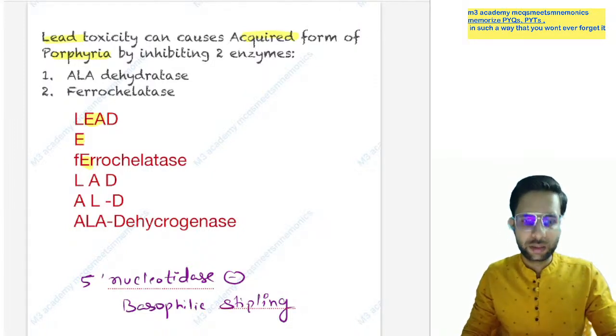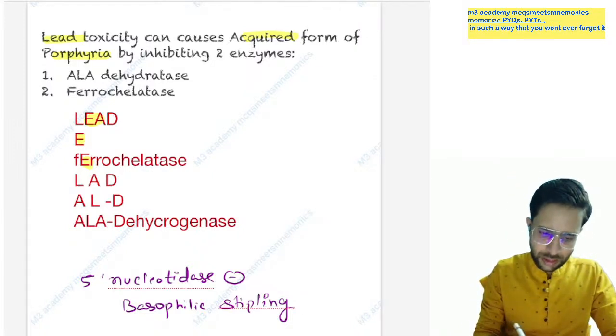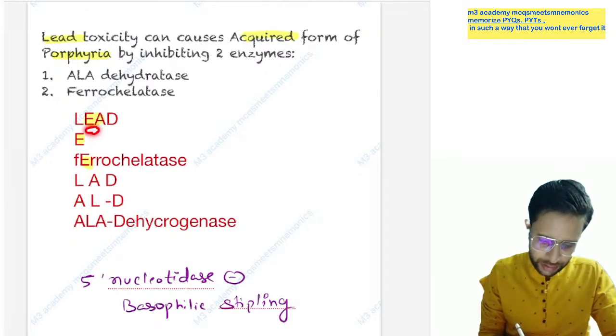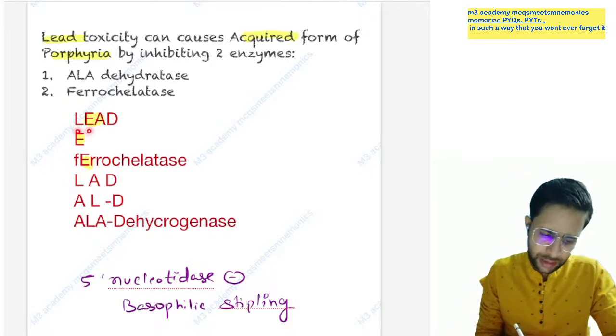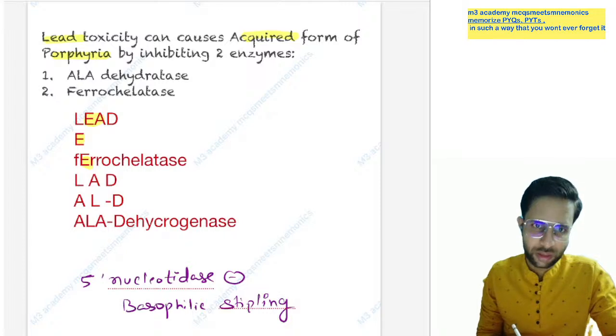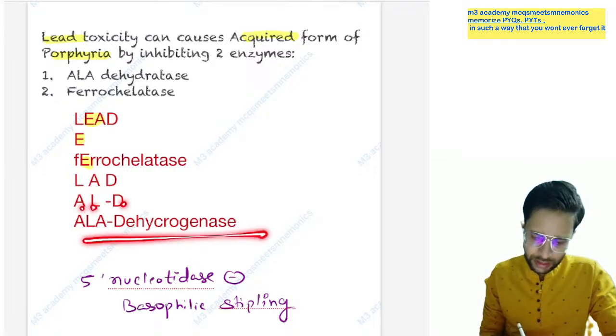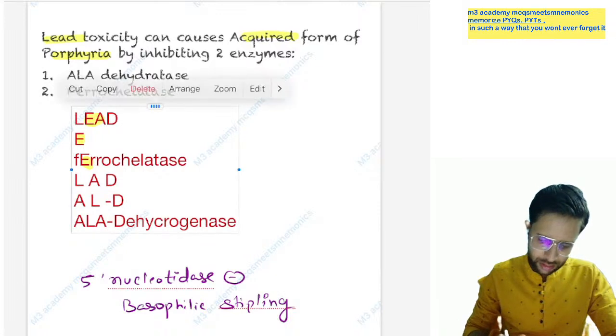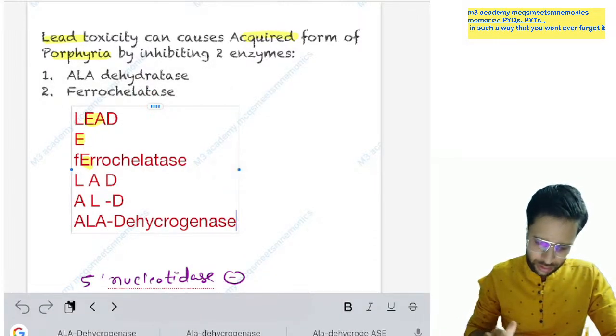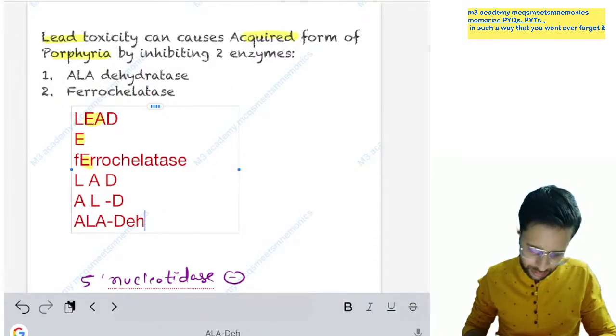So lead toxicity. As you read the word lead, it has E in the spelling. E means ferrochelatase. And it has LED, meaning LAD. If you rotate it, what will it become? ALD, meaning ALA dehydratase. So lead causes porphyria by inhibiting this enzyme.